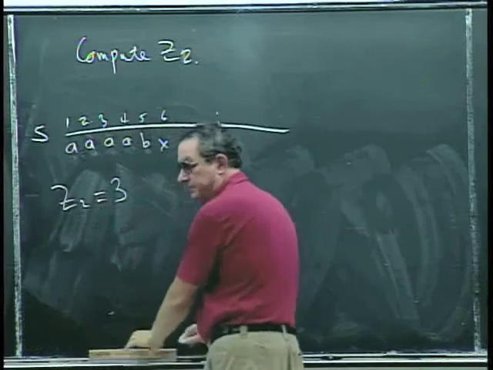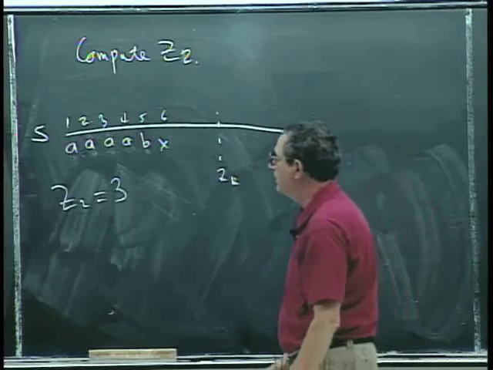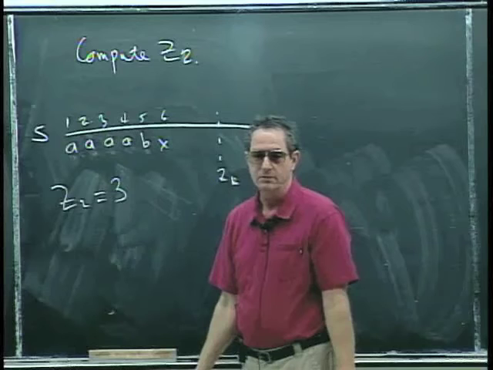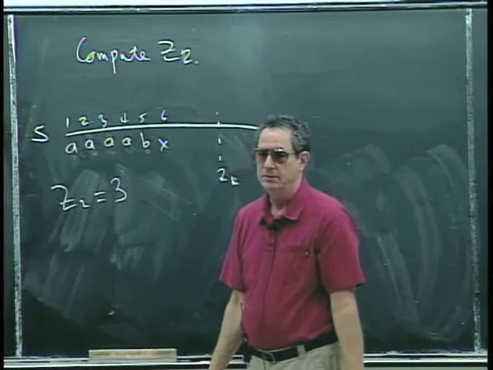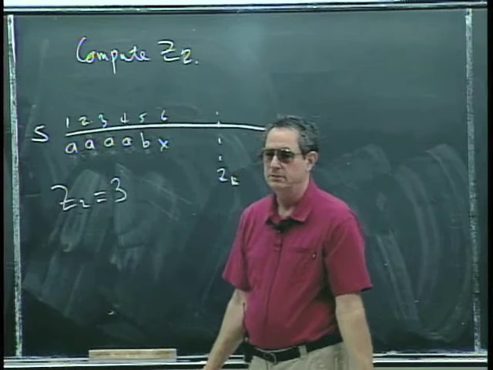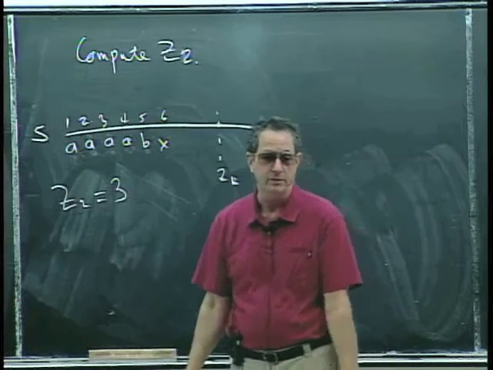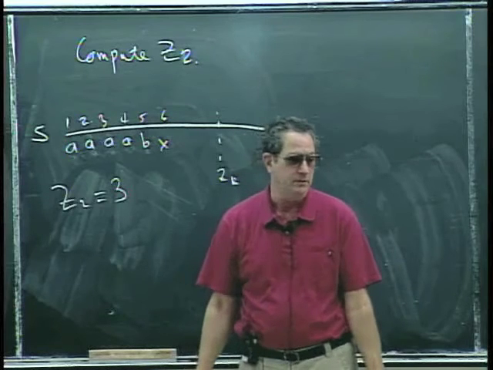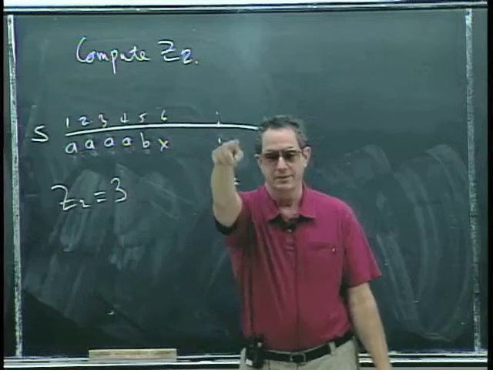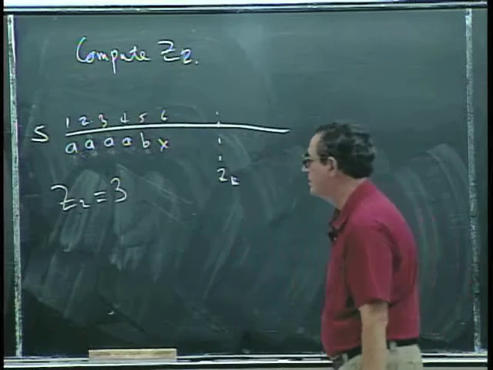Z2 equals 3. Okay, now how many character comparisons did it take to compute Z2 in worst case? Or what can I say for a bound on the number of character comparisons it takes to compute Z2? Okay, Stephen. What would be the length of S, because if they're all the same character again? Yeah, the length of S, all right?